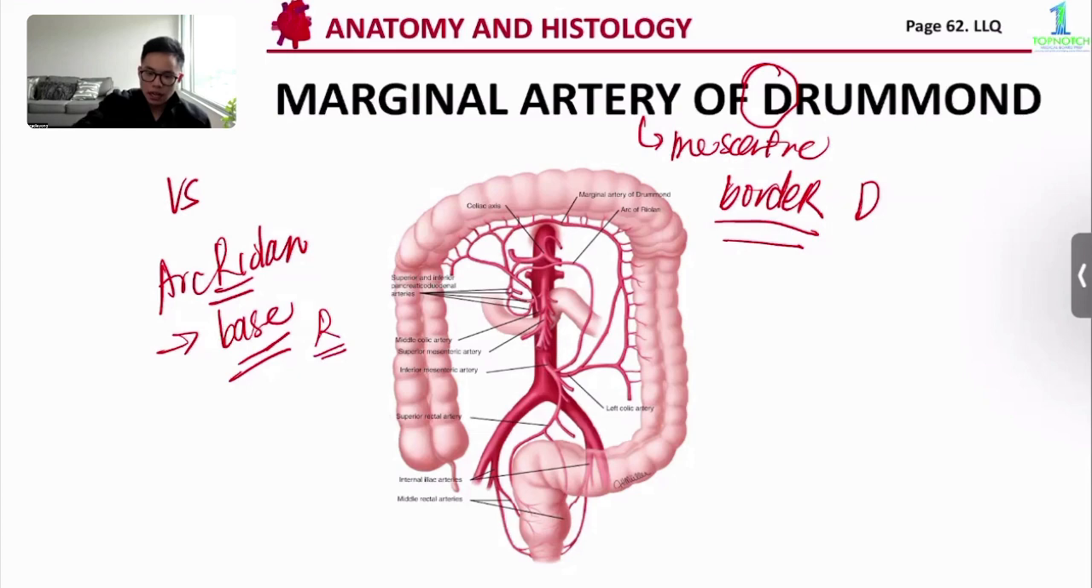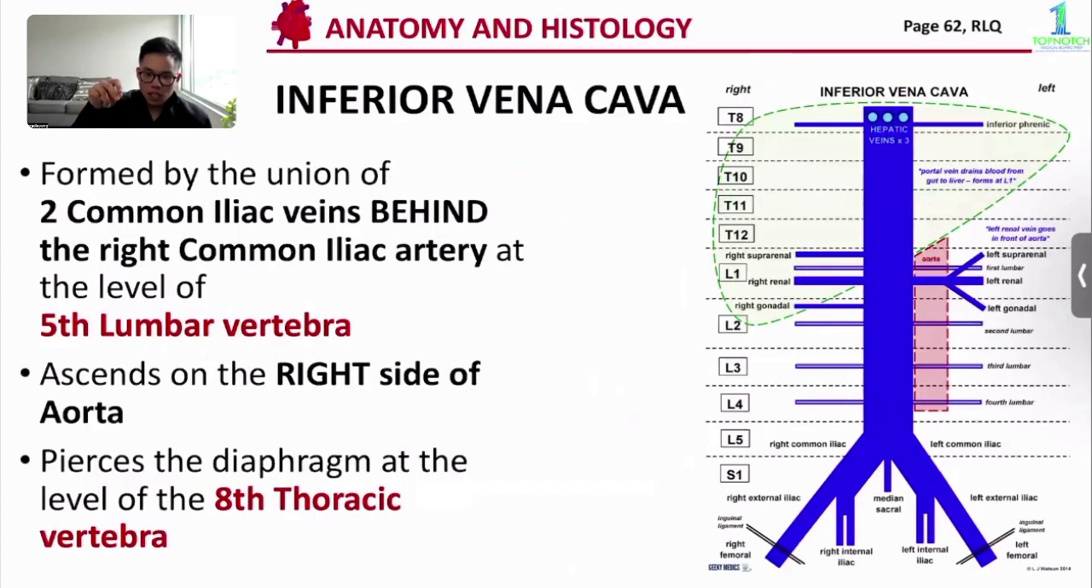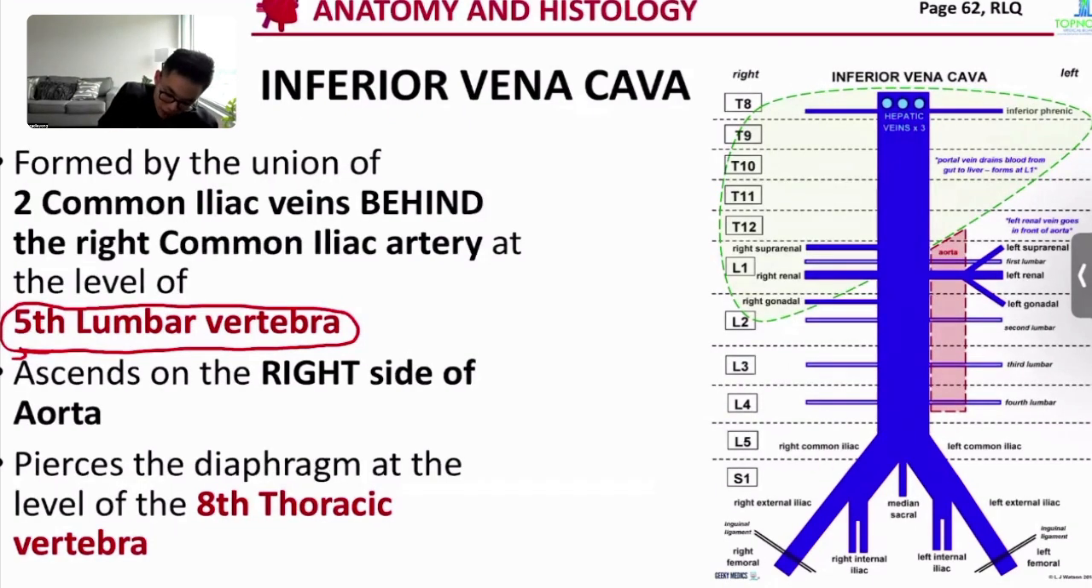Now, the inferior vena cava is formed by the union of 2 common iliac veins behind the common iliac artery. Again, an important anatomic crossover is that it will start off in the 5th lumbar, or your L5. And it would pierce your diaphragm at your T8 area. Okay?